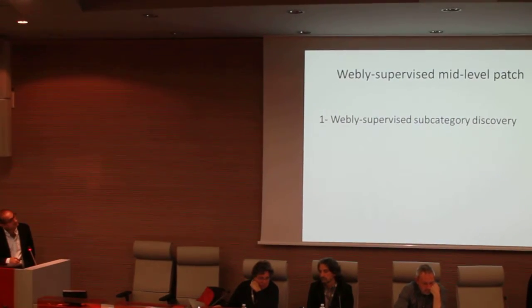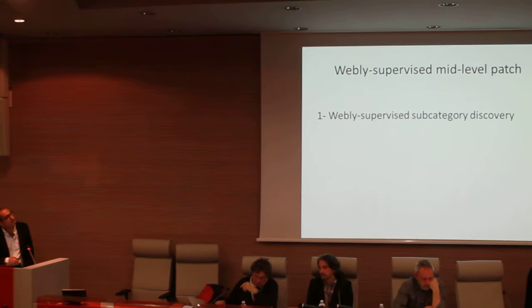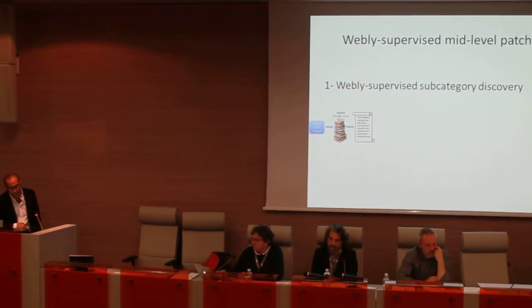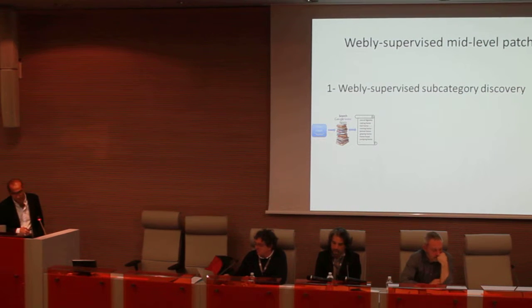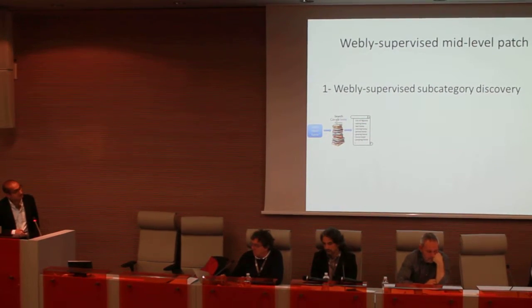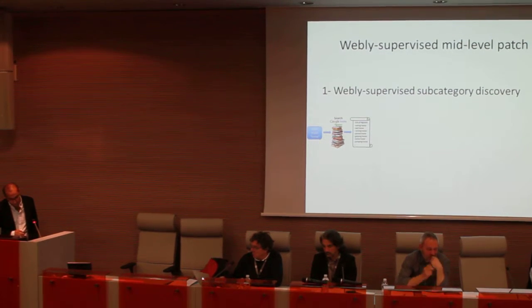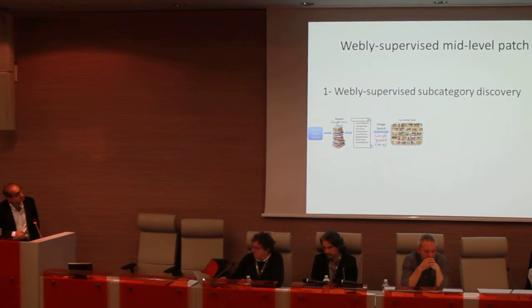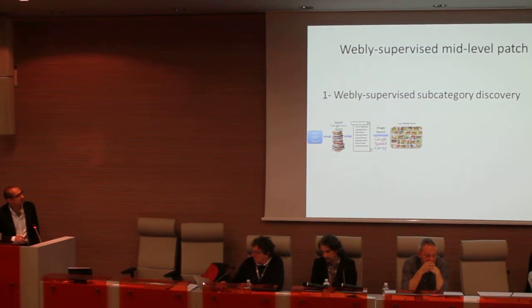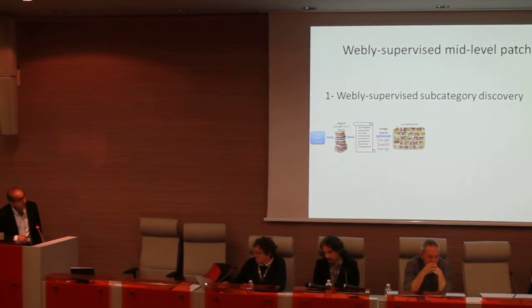So this is the pipeline we use for webly supervised subcategory discovery. For a given concept like horse, we search Google Books, which is a huge corpus available on the internet, to discover a set of n-grams. In this case, these are the n-grams, 2-grams. Then for each n-gram, we search the Google, Yahoo, and Bing search engines to download a set of images.